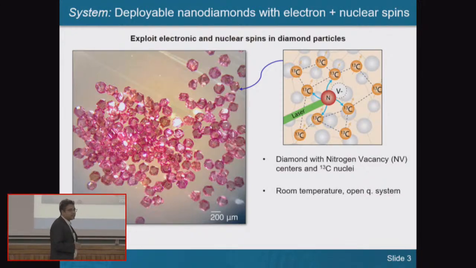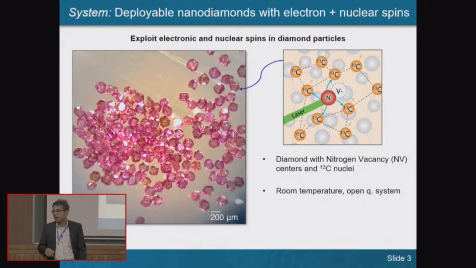Some advantages are that it's a room temperature system, and it's truly an open quantum system, as I'll describe in a moment. I'd love it to be interactive, although there's going to be discussion later, so you can always stop me if something's not clear.